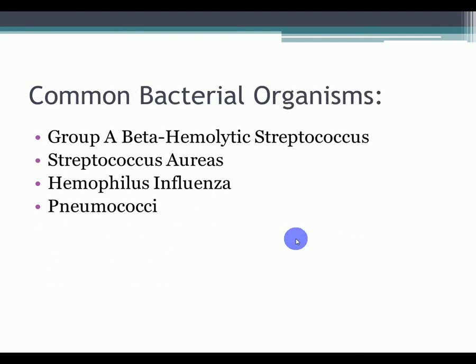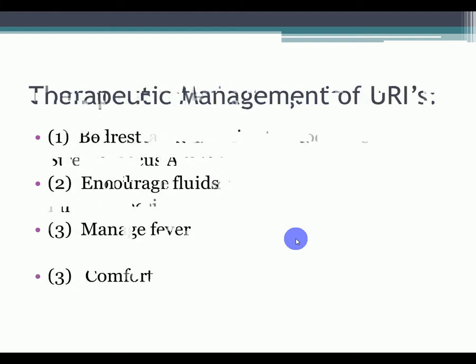All right, here's some common bacterial organisms. Again, anything from strep to Haemophilus to pneumococcal. When we think about the therapeutic management of upper respiratory infections, we really need to remember 4 things.